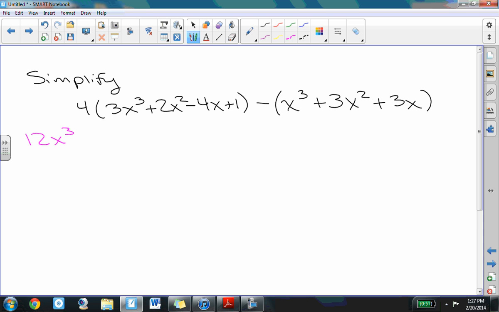12x to the third. Oh, look, I'm distributing. 4 times 2, 8x squared. 4 times negative 4, negative 16x. 4. Now I'm distributing -1. Minus x cubed. Minus 3x squared. Minus 3x.